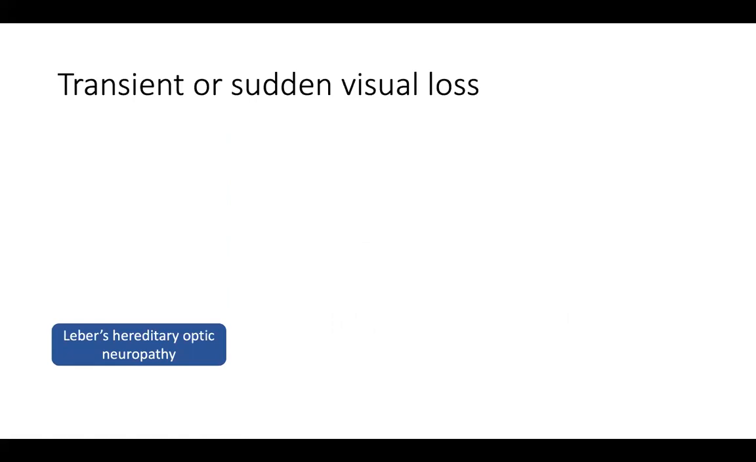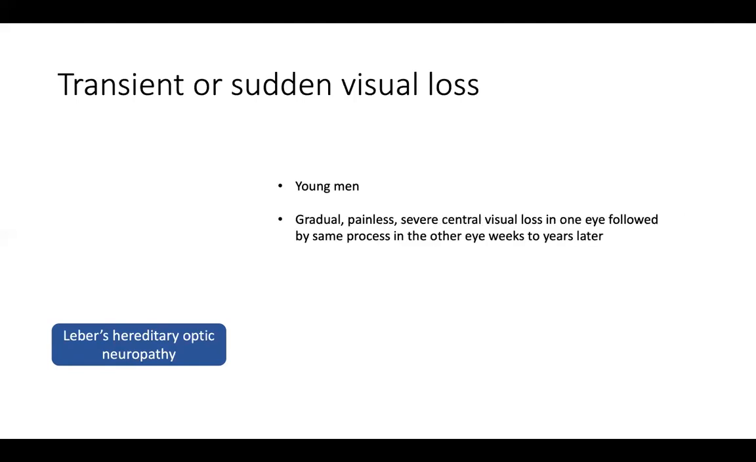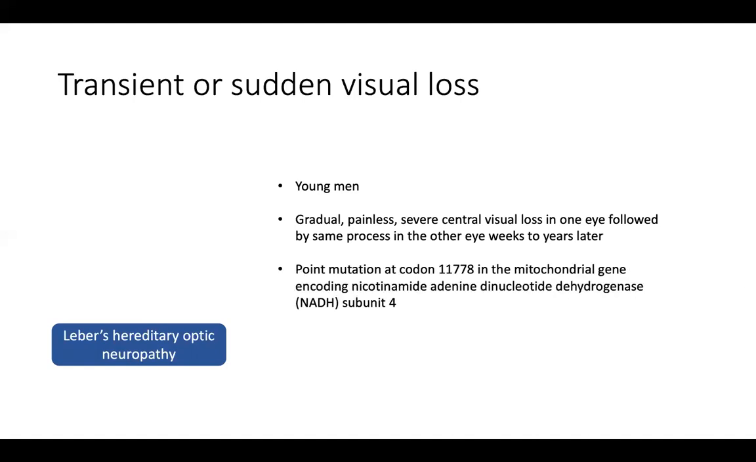Leber's hereditary optic neuropathy usually affects young men, causing gradual, painless, severe central visual loss in one eye, followed weeks to years later by the same process in the other eye. It is caused by a point mutation at codon 11778 in the mitochondrial gene encoding nicotinamide adenine dinucleotide dehydrogenase, subunit 4.